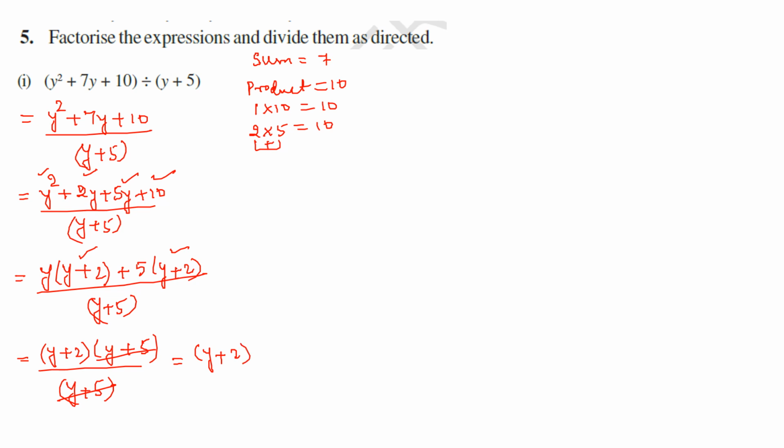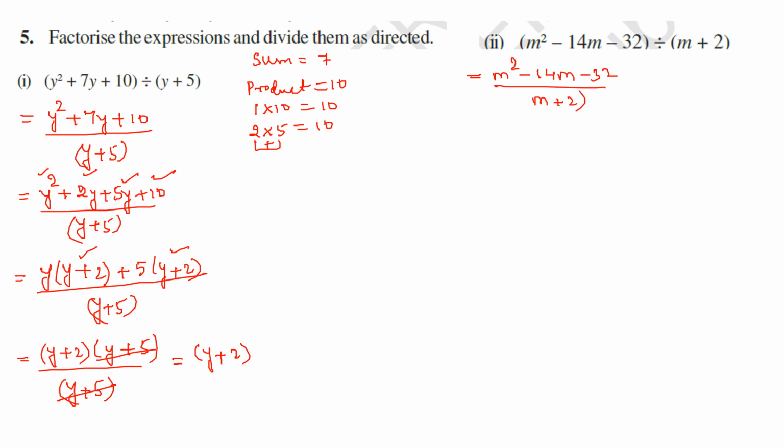So hope it is clear. You have to just solve it step by step. It is very easy. Now moving to the second question. m square minus 14m minus 32 divided by m plus 2. So again I am going to write this in the form of numerator and denominator. m square minus 14m minus 32 divided by m plus 2. Now here also if you see, 32 is not a square of any number.